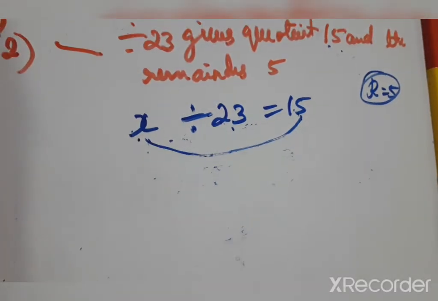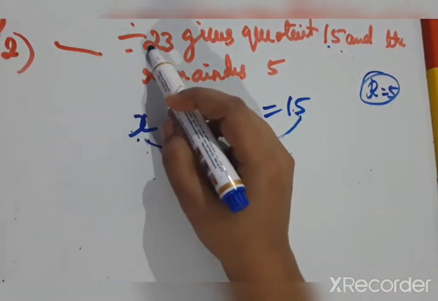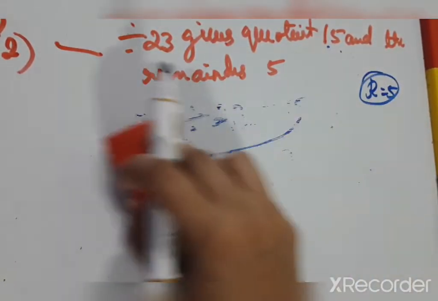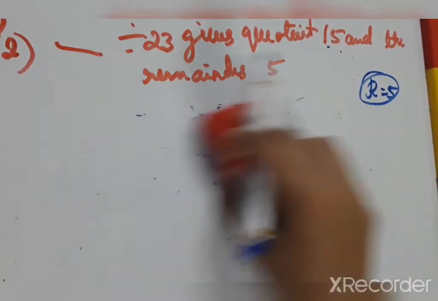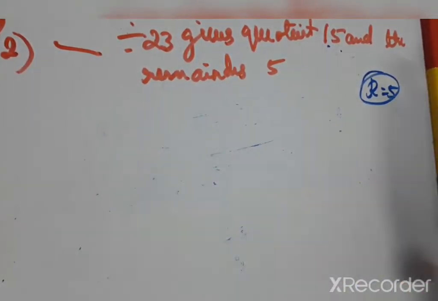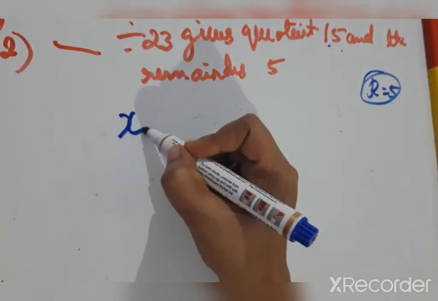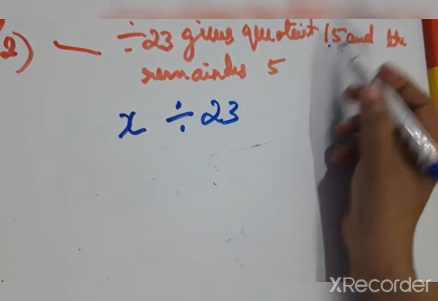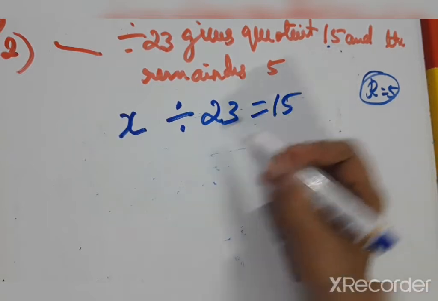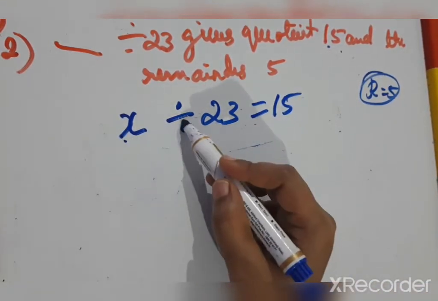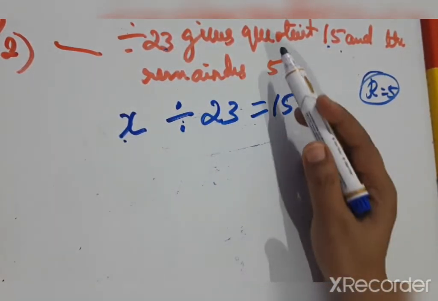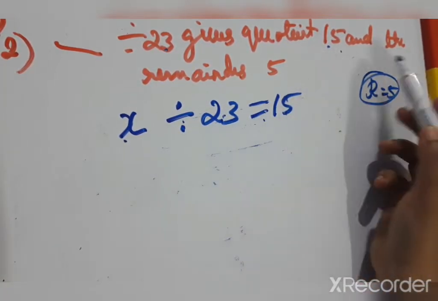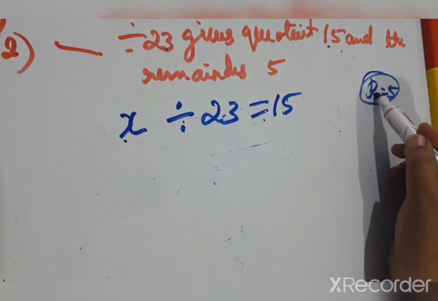Now next is the second one. Dash divided by 23 gives the quotient 15 and the remainder is 5. So here let dash be x, divided by 23 gives the quotient, means the answer of this. After dividing, the answer is 15. Find the remainder is 5.